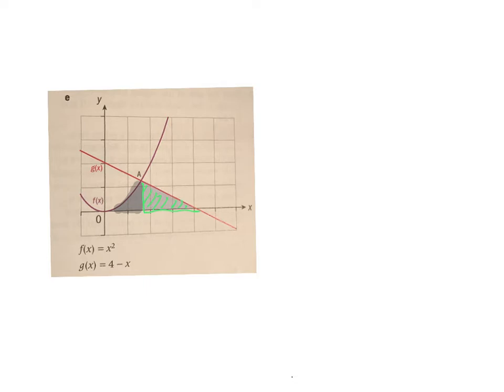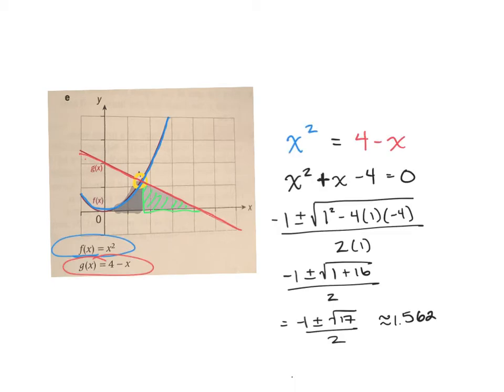So this is tricky, but we need to first figure out where they intersect. So let's set those equal. The solution here is negative 1 plus or minus the square root of 17, over 2. And in this case, notice if we continue this over, there'd be another solution over here. That would be your minus, so we really only care about the plus version.